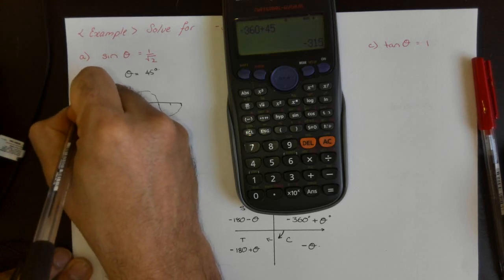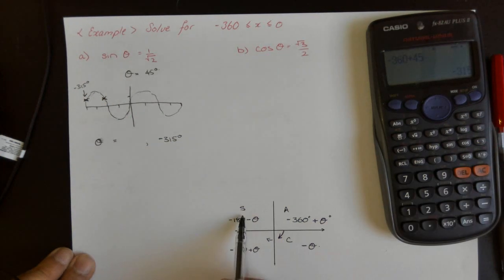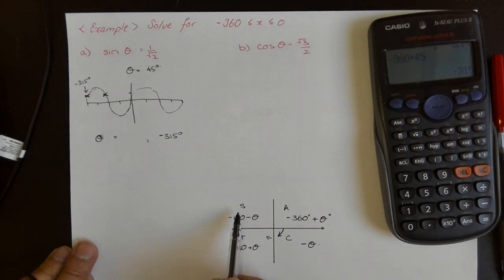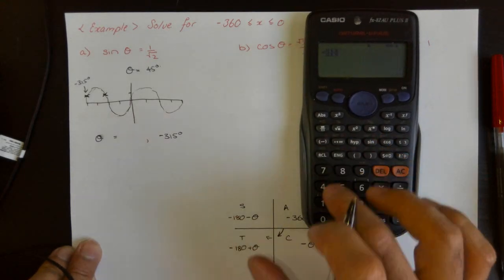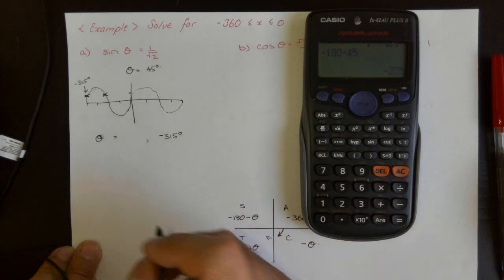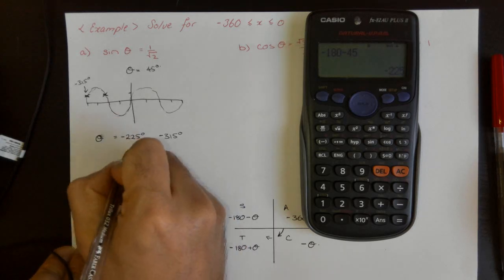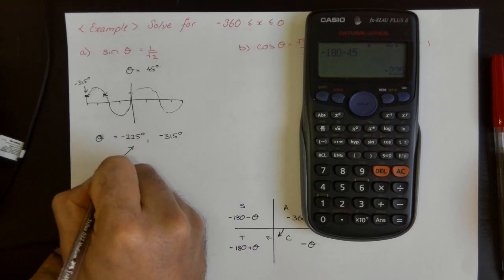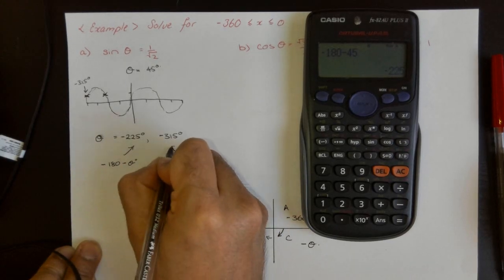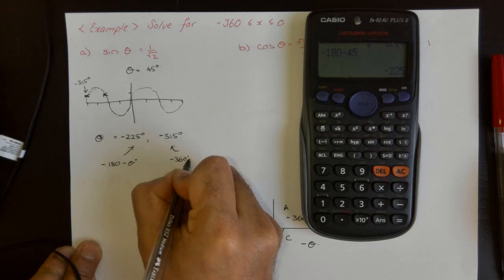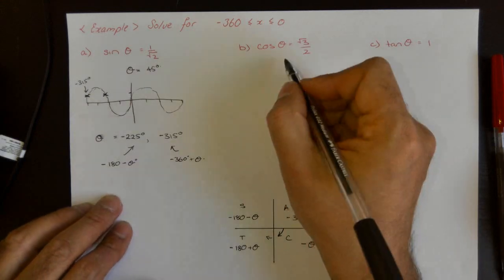That's this one here. And we also have another one. It's going to be in this second quadrant, which is technically negative 180 minus theta. Minus 45, which is negative 225 degrees. So that was negative 180 minus theta, and this was negative 360 plus theta. Okay.